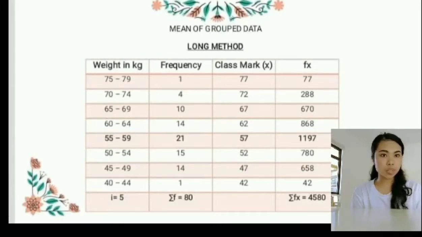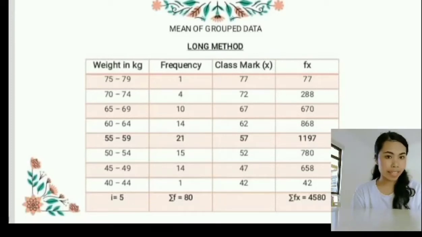15 times 52 equals 780. 14 times 47 equals 658. And 1 times 42 equals 42. Okay, and the summation of fx is equal to 4,580.